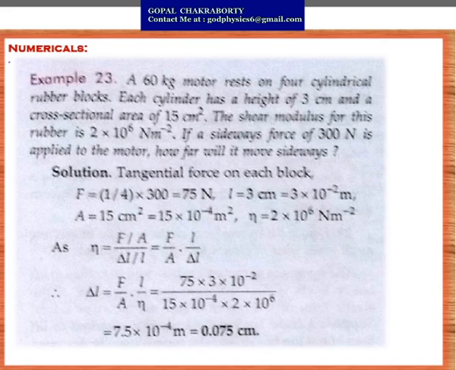It is the same kind of problem as the last one I solved. Here the force on each block is 1/4 into 300, that is 75 Newton. L is 3 into 10 to the power minus 2 meter. Area of cross section is 15 into 10 to the power minus 4 meter square. Eta is 2 into 10 to the power 6 Newton per meter square. From the expression of rigidity modulus, del L equals F by A whole into L by eta. Substituting all values gives 7.5 into 10 to the power minus 4 meter. So it will move sideways by 0.075 centimeter.